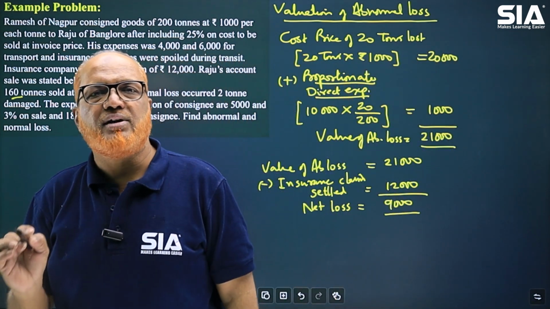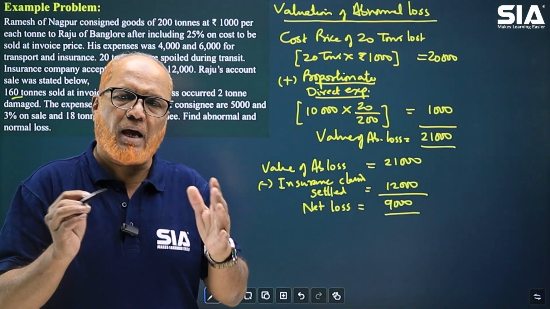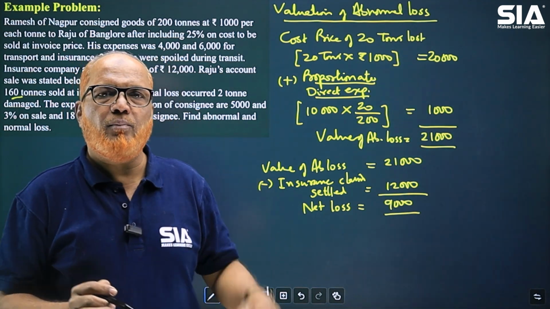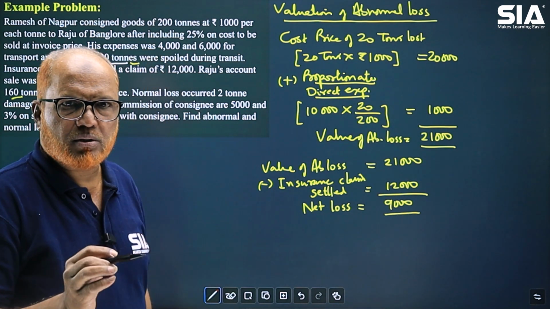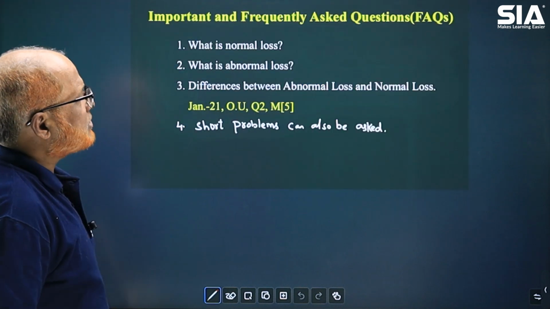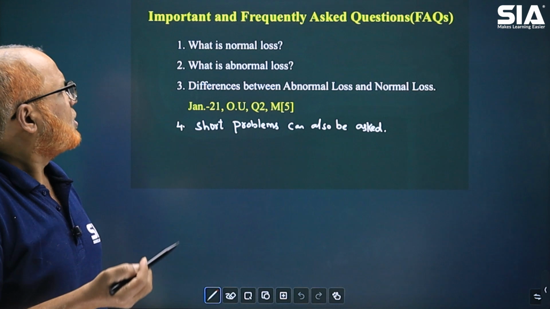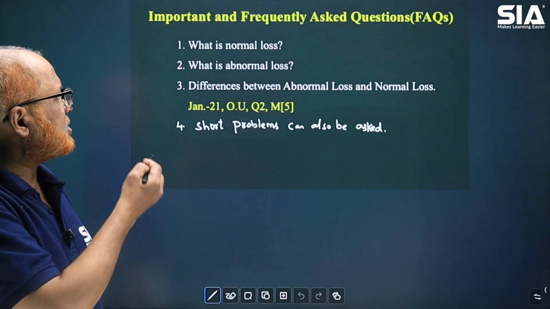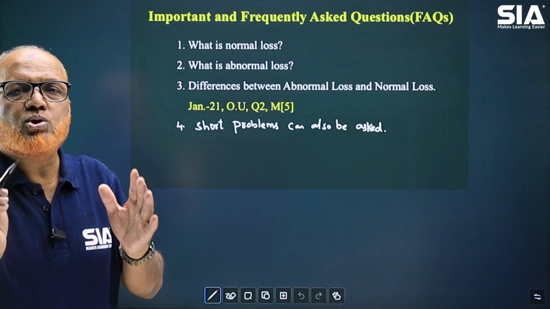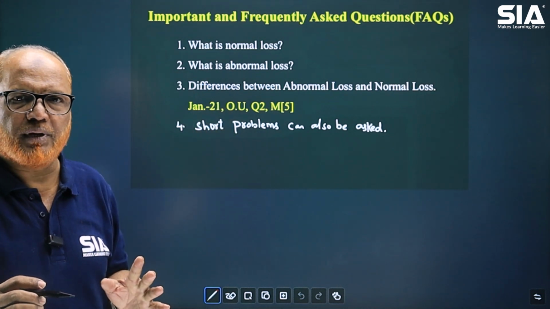So in this video, I have explained the concept, the meaning of normal loss and abnormal loss, how they are treated, what the differences are, and one problem also I have explained about the calculation. Now, in examination, frequently asked questions will be like this: what is normal loss, what is abnormal loss, or differences between normal loss and abnormal loss. Short questions may be expected in examination from this topic.